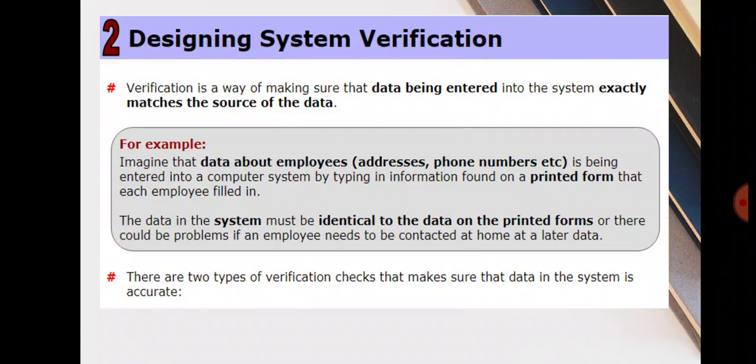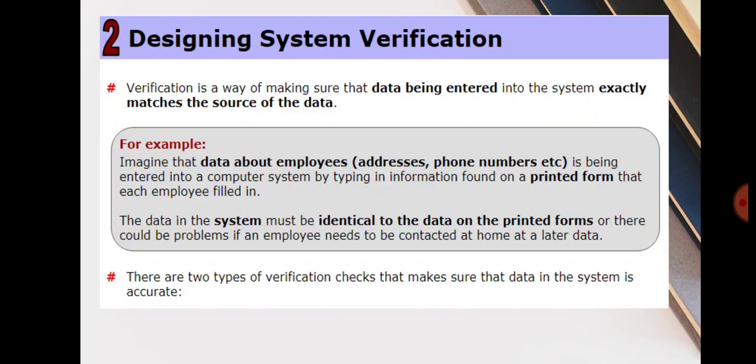Now this is the second part, designing system verification. It's very important. Understand the difference between validation and verification. Validation will be done before entering the data. Means when you are entering the data, you have to do certain validation. Verification will be done after entering the data. So once you have entered the data, you have to verify that you have entered it correctly.